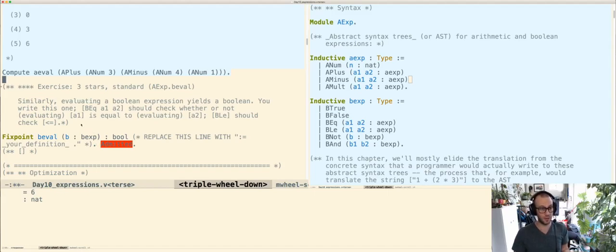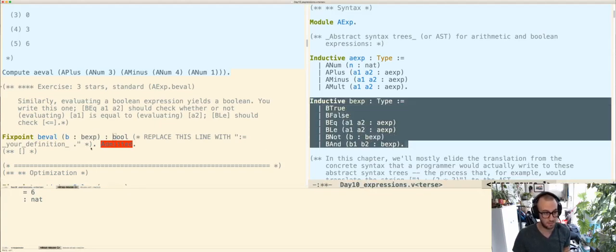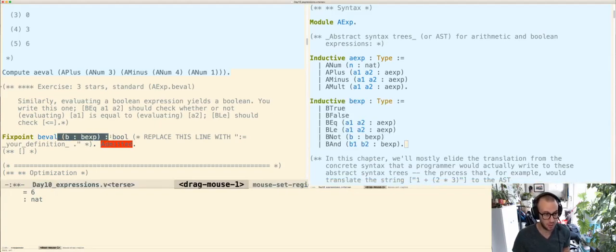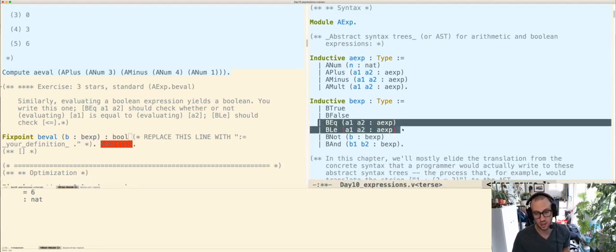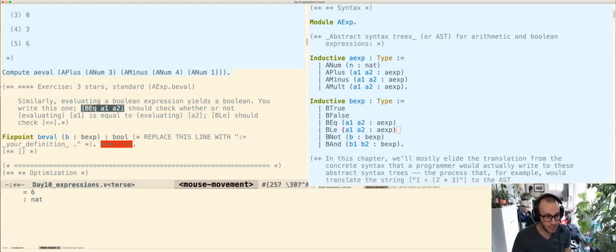Define a similar thing for booleans. So we have these boolean expressions over here. Define a function beval that takes a boolean expression and returns a bool. Now you'll notice boolean expressions, these two versions, have arithmetic expressions in them. So you'll have to call aeval from your beval function. So beq should really check equality. At what type? You'll need to figure that out. And ble should check less than or equal to. What type do we have a less than or equal to?